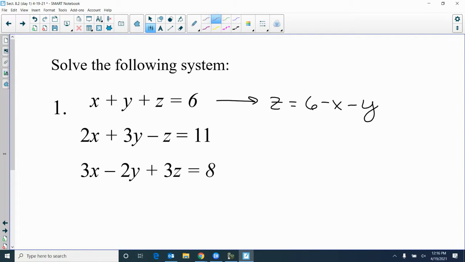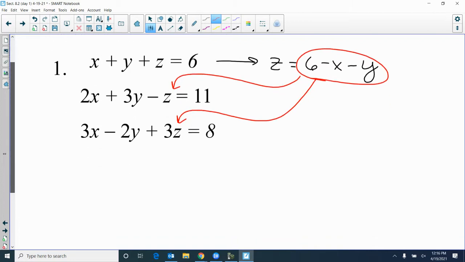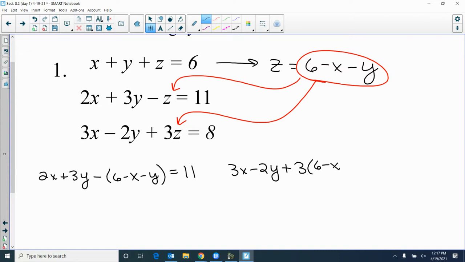Take this, and you need to plug it in for z in both equations. For the first one, I'm going to have 2x plus 3y minus, and since it's a minus z, put whatever you plug in there in parentheses, because you're going to have to distribute that negative sign. And then beside that, I'm going to do the second one. I'm going to do them side by side. I have 3x minus 2y plus 3 times 6 minus x minus y equals 8.